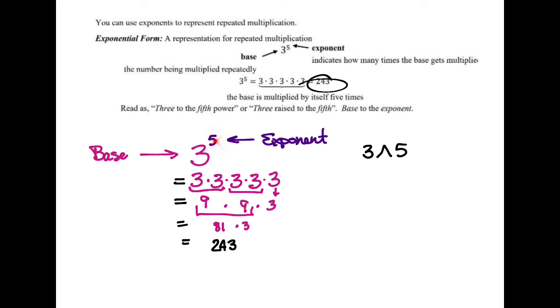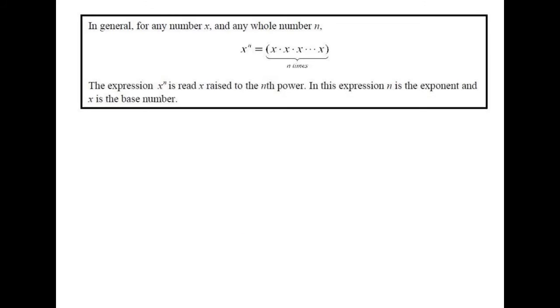Important stuff: the exponent tells you how many bases you multiply together. It's multiply, not add. In general, if x is a number and n is a whole number, this tells you how the formula works for exponents. If this is an n, you have n x's. X could be a 2, so this would be 2 to the 4th, which means there would be 4 2's in here. If you don't understand that box, that's absolutely fine. That's just a generic version of what we did on the last page.